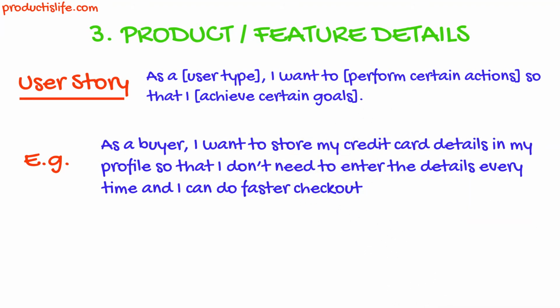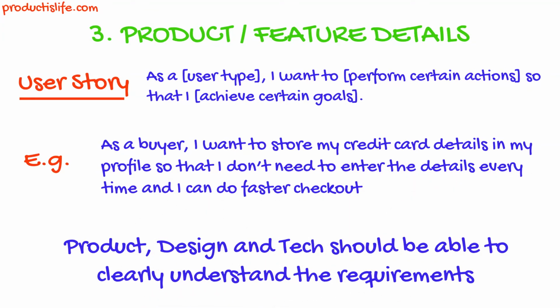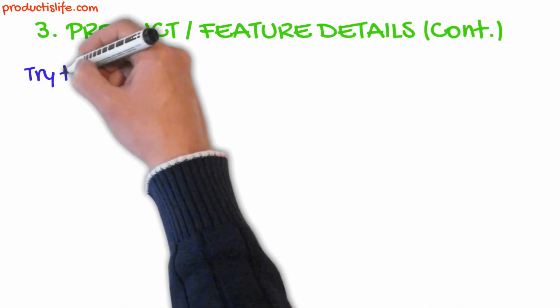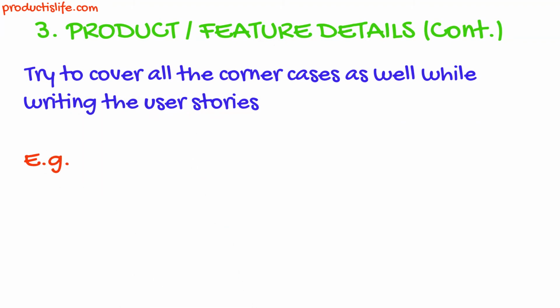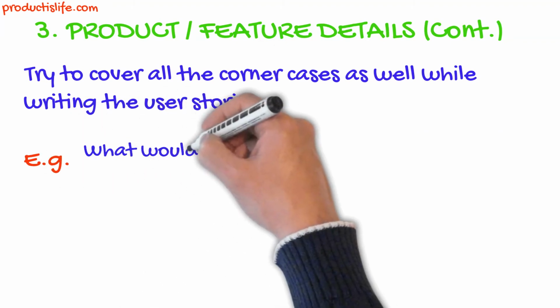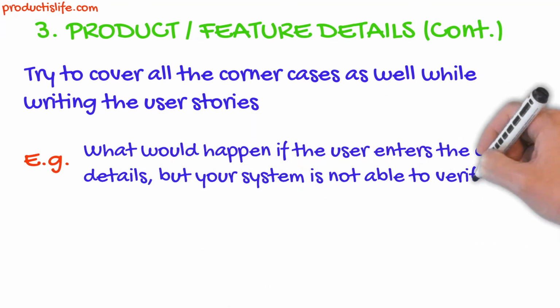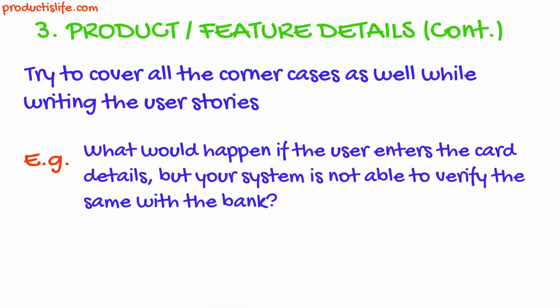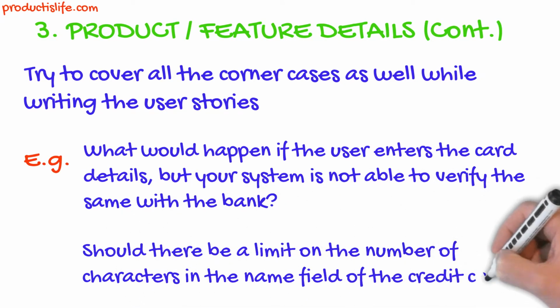Though the above format is an industry standard, it's not written in stone, so feel free to adapt to whatever format your team is comfortable in. The key is that product, design, and tech should be able to clearly understand the requirements. Also, try to cover all the corner cases while writing the user stories. For example, in our previous example, what would happen if the user enters the card details but your system is somehow not able to verify the same with the bank? Should there be a limit on the number of characters in the name field of the credit card details?